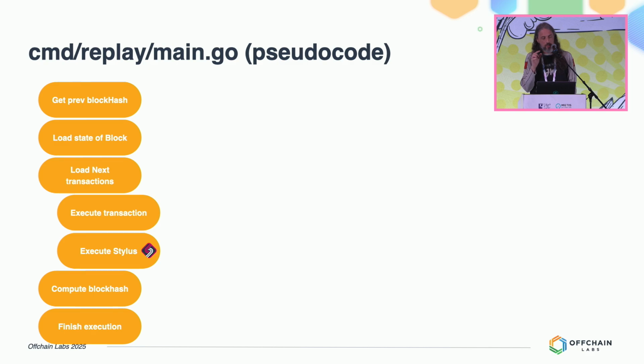So the algorithm goes like this. First of all, you need to read the previous block hash. Then you need to load the state of the block from that block hash. Then you need to load what the next transactions are, what is the next input. Then you execute those transactions, and some of those might be Stylus transactions. Then you compute the next block hash, and you finish execution.